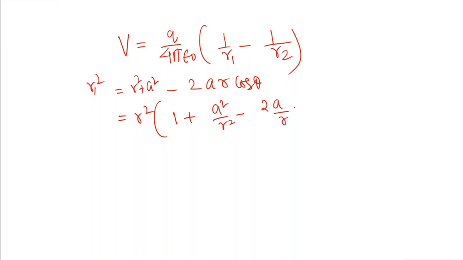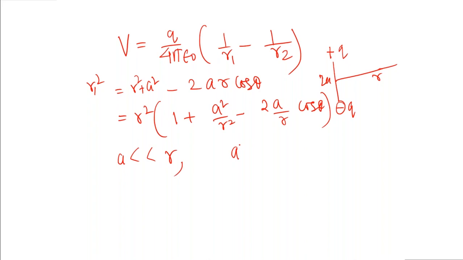I can do that. Now look, here you have to make some assumption. You have a positive charge and a negative charge here. The separation between the charges, positive Q and negative Q, is actually very small. This 2A is very small compared to the distance R. This is the assumption we will take. That means A is much less than R. Then A square by R square will be much less than 1.